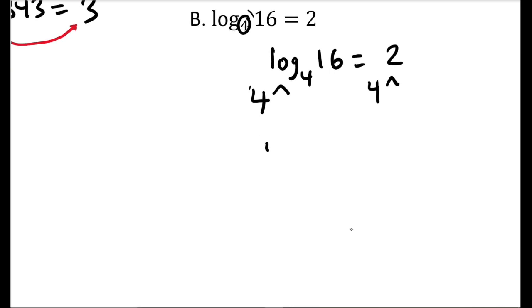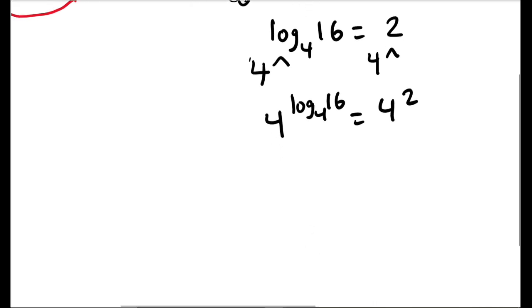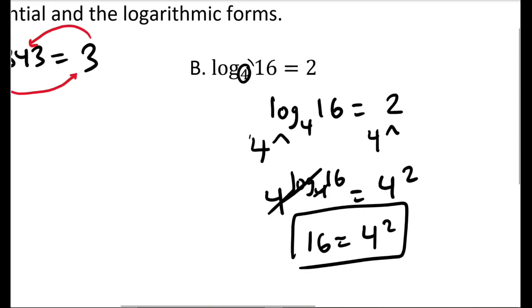And so now I have something that looks like this. So literally both sides are in the exponents now. And so now the 4 here matches, so they cancel, so there's no more log. So we got 16 equals 4 to the second power. All right, so we know that the log form is log base 4 of 16 equals 2, and the exponent form is 4 to the 2 equals 16.